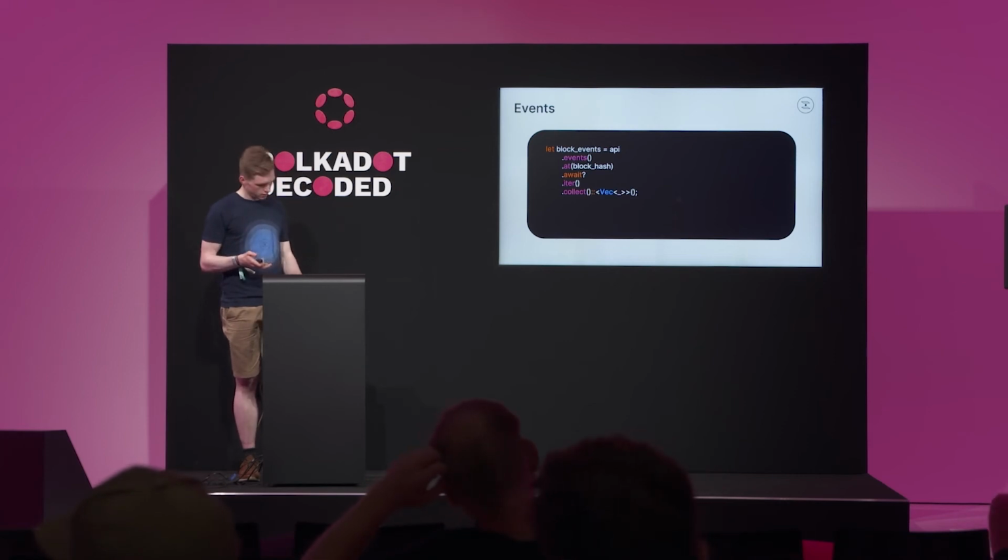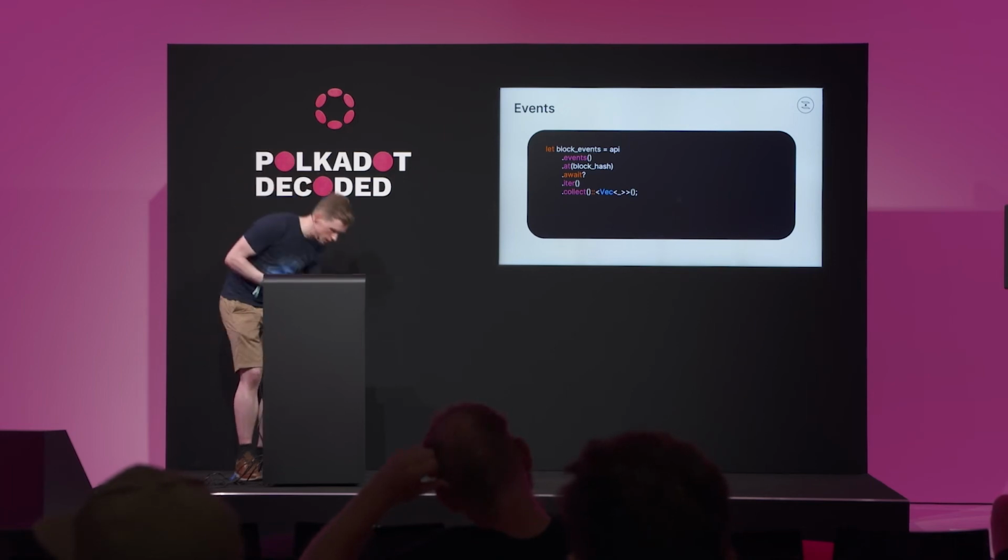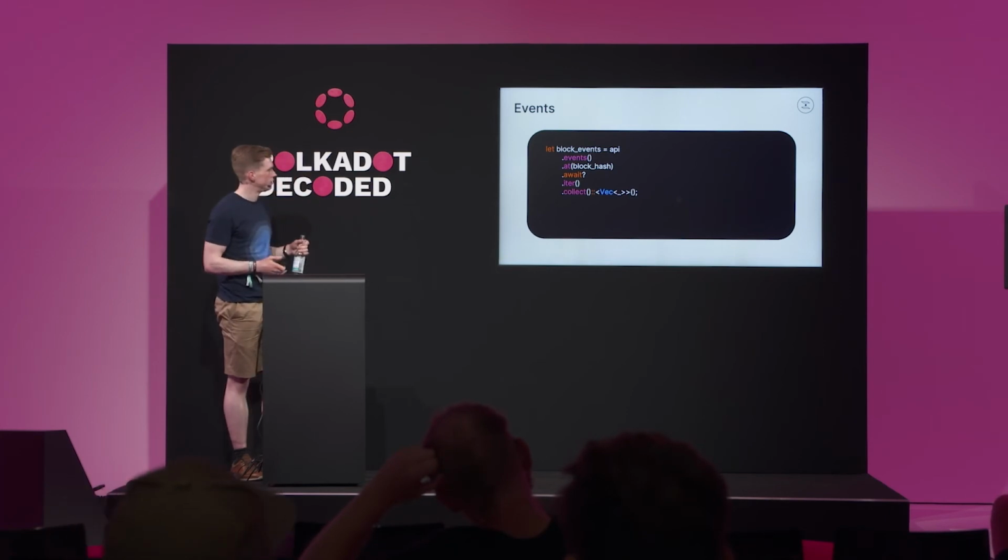Next up, events. So we can actually subscribe. In this example, we are querying events at a specific block hash. Again, this may or may not fail, depending on whether the node is storing enough blocks. But then in this example, we just collect all the events in that block. We could do whatever we want with those.